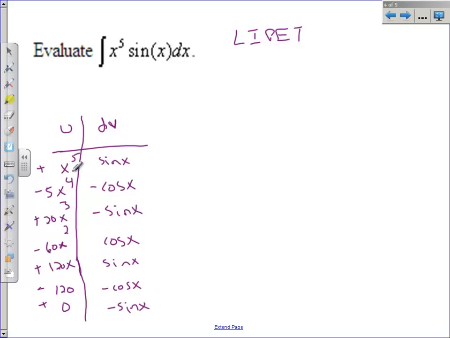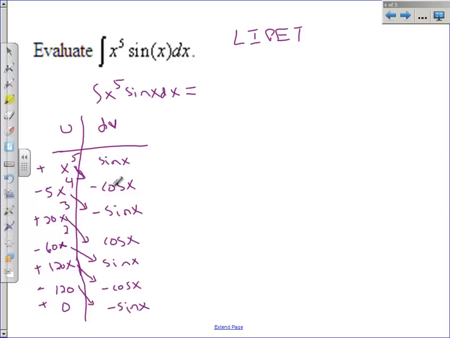And then what we're going to do is we're going to multiply down diagonally. And this is going to be our answer. Believe me, if we would have done the formula, this would have taken me 5 pages to do. So, the integral of x to the fifth sine of x dx looks like this.